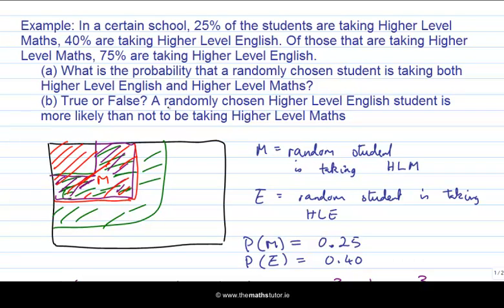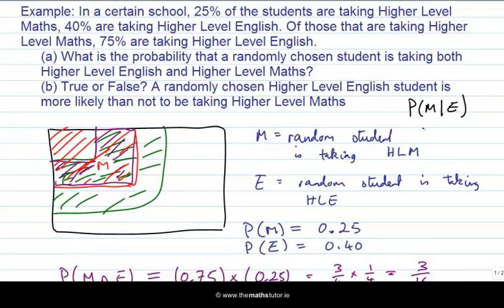So really what we want to work out there is a conditional probability. We want to work out P of M given E. So let me jot that down there. We want to work out the probability that a student is taking higher level maths given that they're taking higher level English. So we want this conditional probability here, P of M given E. So now let's see if we can use our multiplication law to calculate this conditional probability.